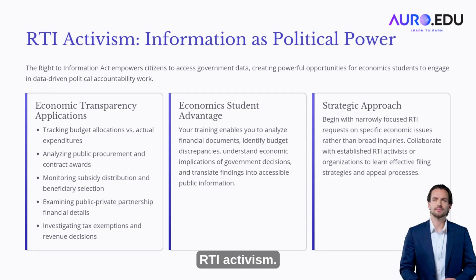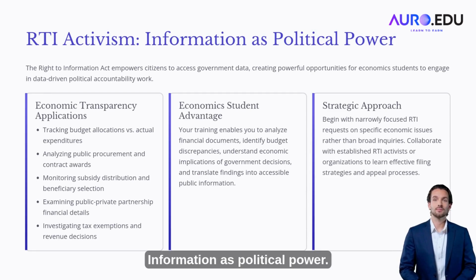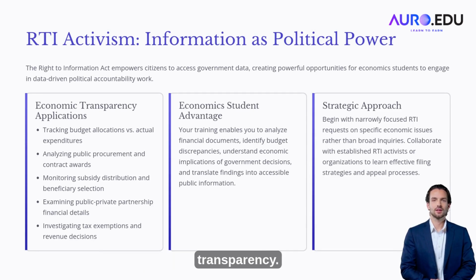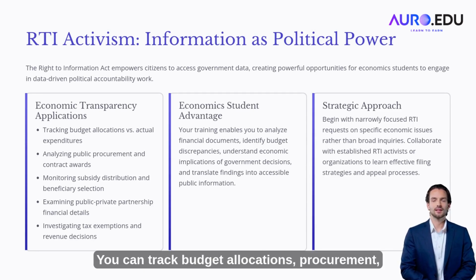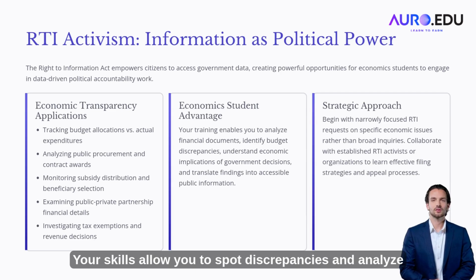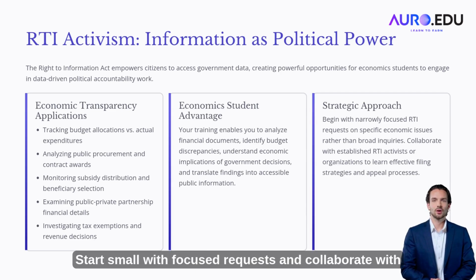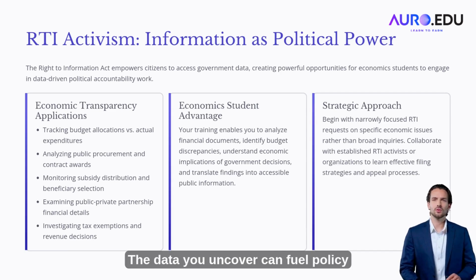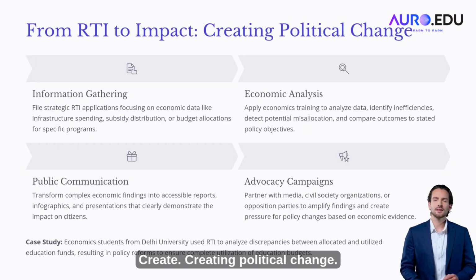RTI activism. Information as political power. The Right to Information Act can be a tool for economic transparency. You can track budget allocations, procurement, and subsidies. Your skills allow you to spot discrepancies and analyze fiscal data. Start small with focused requests and collaborate with experienced activists. The data you uncover can fuel policy change, from RTI to impact, creating political change.